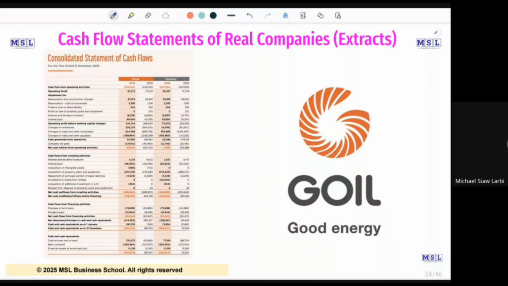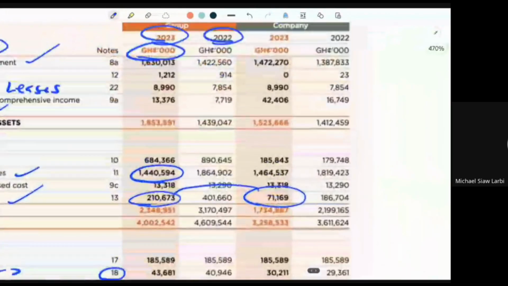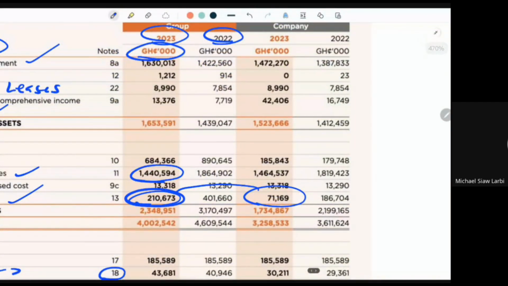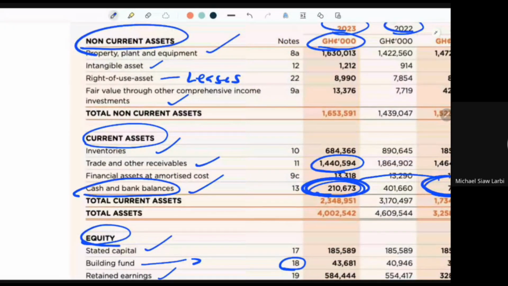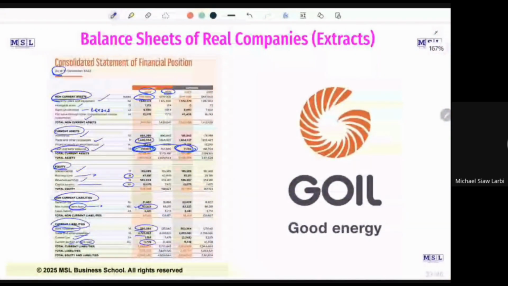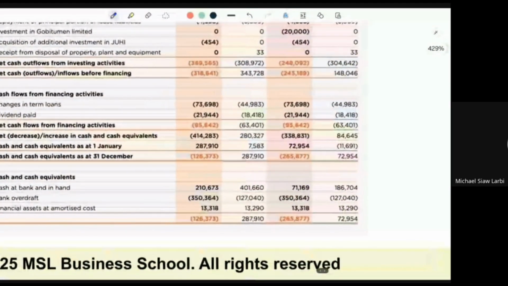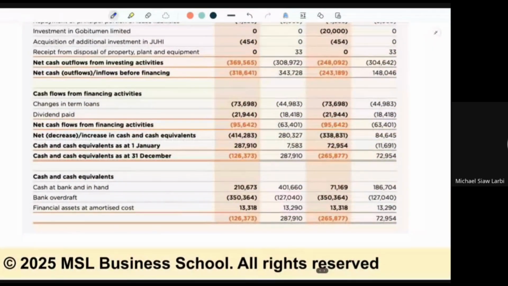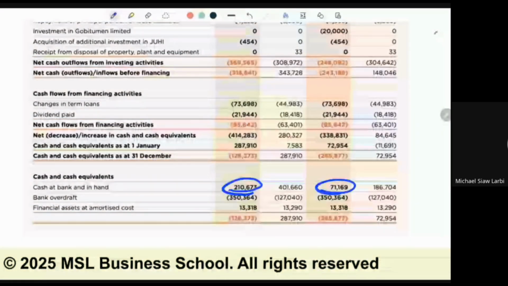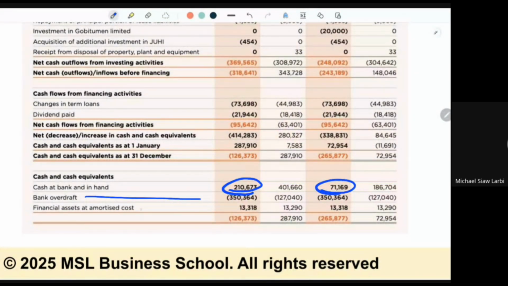So if you come to their cash flow, let's look at something. Do you remember these numbers? 210 and then 71, which is what? Their cash and bank. Let's come to their cash flow. 210 and then what? 71. Let's look at that. This is GOIL. So can you see here the 210 and then a 71? But they had a bank overdraft and other financial assets. So we put together everything and get your cash and cash equivalent.